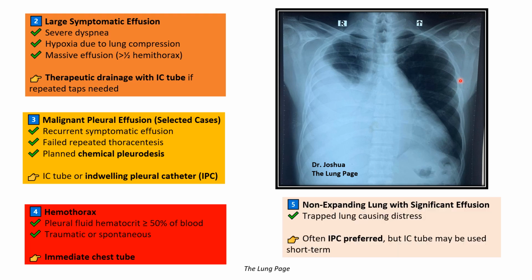Another important thing is a non-expanding lung with a significant effusion, called trapped lung. When we identify this trapped lung on the CT or the scan, we have to put an IC tube or perform an indwelling pleural catheter for the short term to relieve the symptoms, and also to help expand the lung. So we all know these are the main indications for pleural fluid patients needing an IC tube.